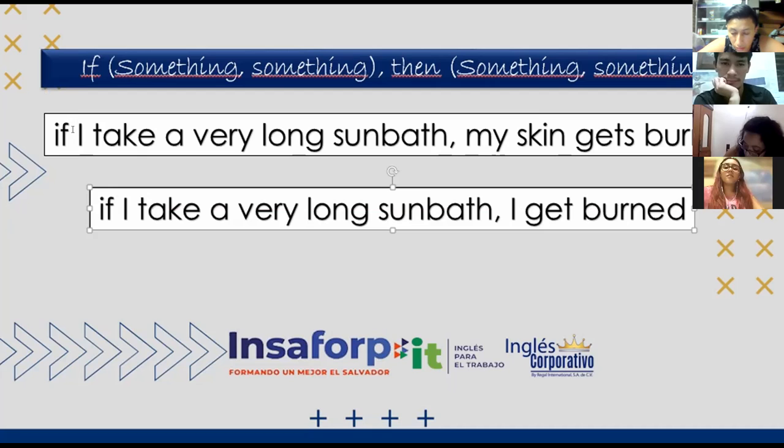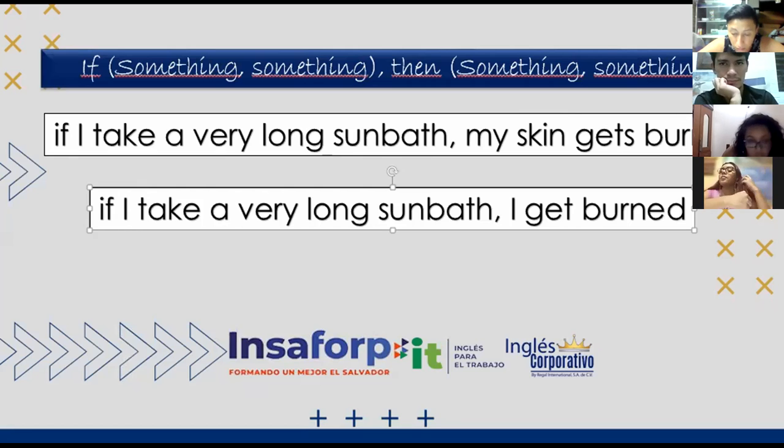Tenemos acá una oración normal como siempre, ¿verdad? Sujeto, verbo y el complemento. If I take a very long sun bath. Después tenemos una oración completa también, miren. Esta siguiente es otra oración completa. My skin sería el sujeto, ¿ok? Gets. Ya sería el verbo o la acción que sucede por esta causa. Y obviamente el complemento, ¿verdad?